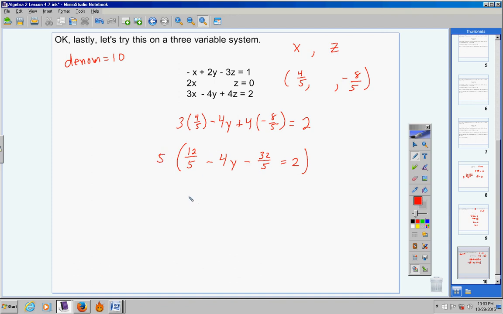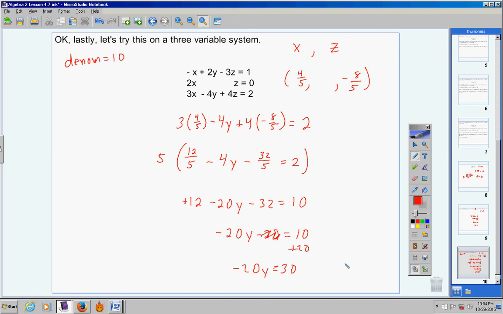5 times 12 fifths would be 12. 5 times negative 4y, negative 20y. 5 times negative 32 over 5, negative 32. Don't forget your 2. 5 times 2 is 10. There we go. Combine your like terms, positive 12, negative 32. That would be a negative 20. And then bring your 20 over and make it a positive 20, and you're left with negative 20y equals 30.